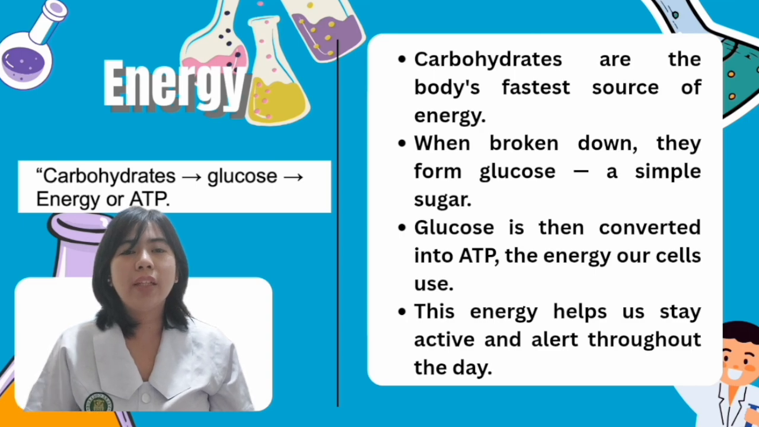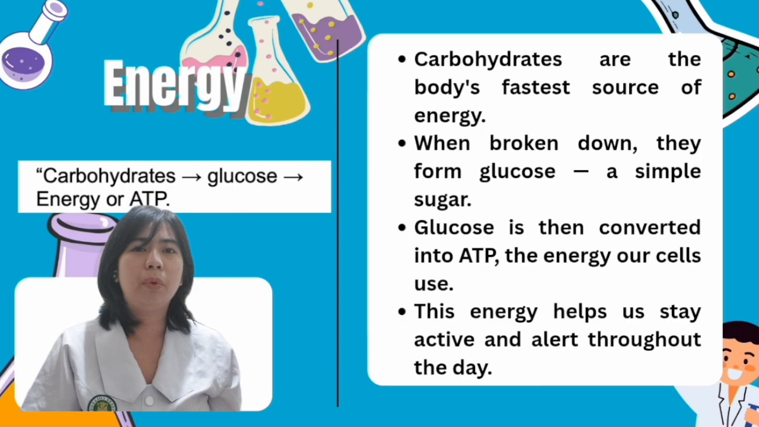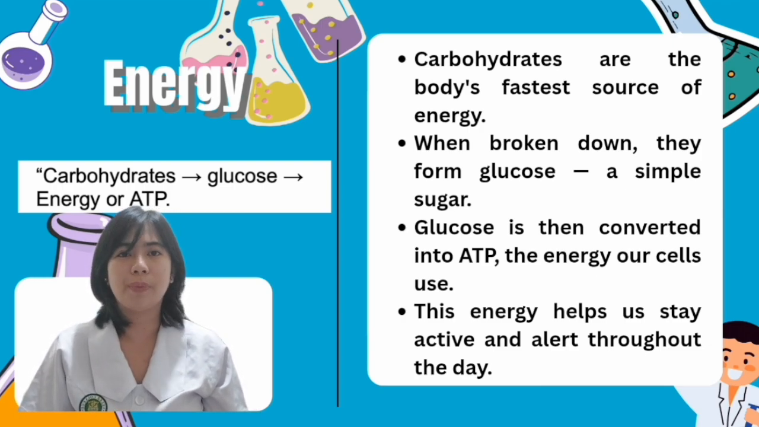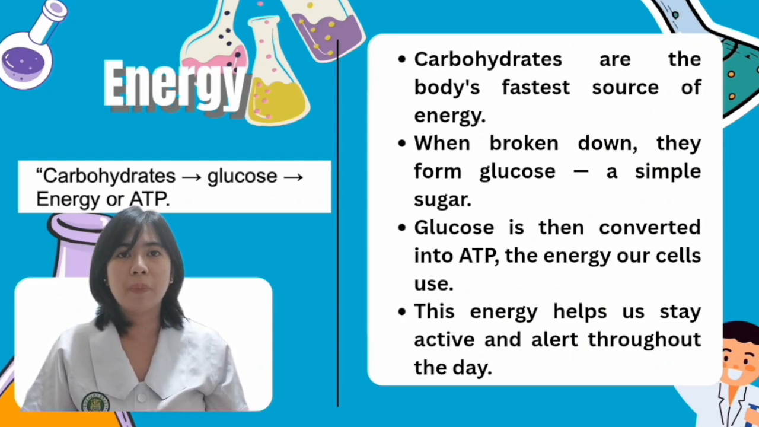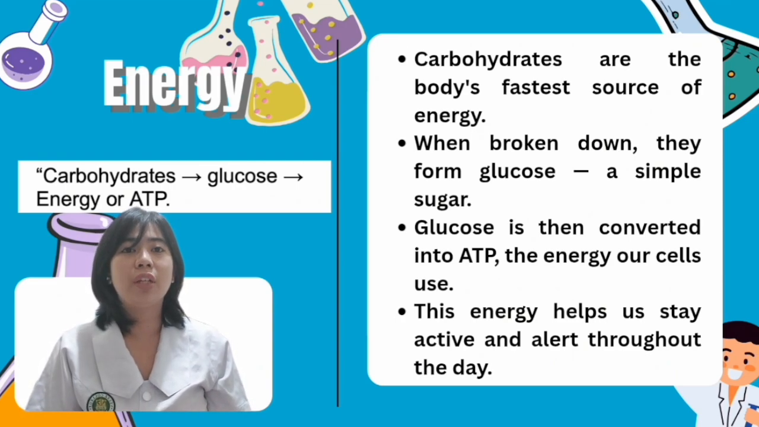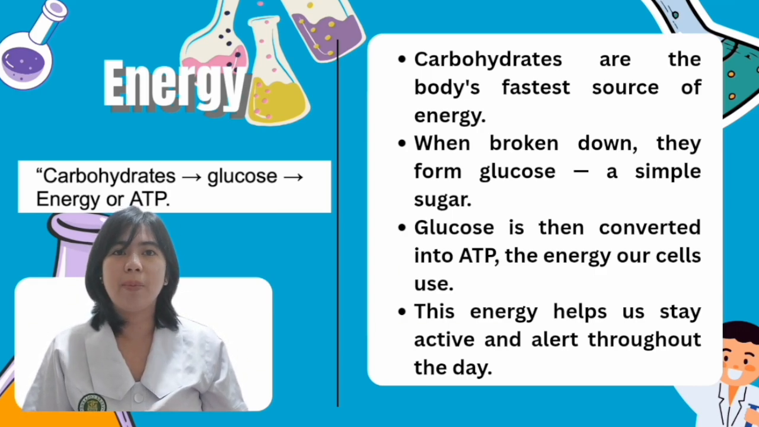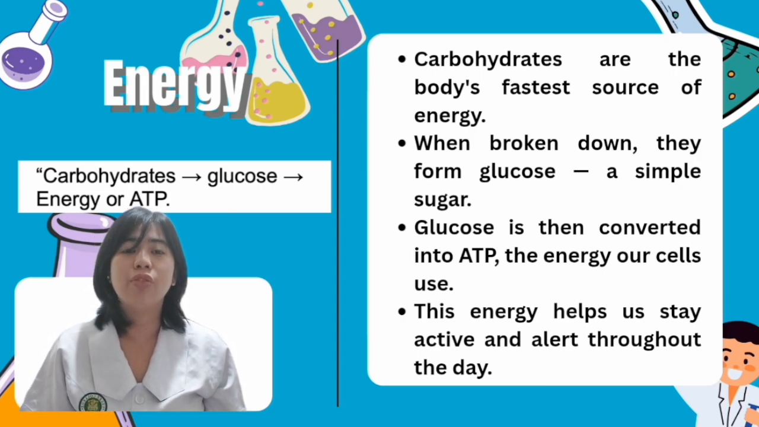Now, when we eat carbohydrates, whether it's from bread, rice, fruits, or vegetables, our body starts breaking them down into something simpler. This process turns carbohydrates into simple sugars, and one of the most important ones is glucose. Why glucose? Because glucose is the main sugar that our body uses as fuel. It travels through our bloodstream to our cells, where it's either used right away for energy or stored for later. This stored energy can be used when we need it, like during exercise, studying, or even just walking.